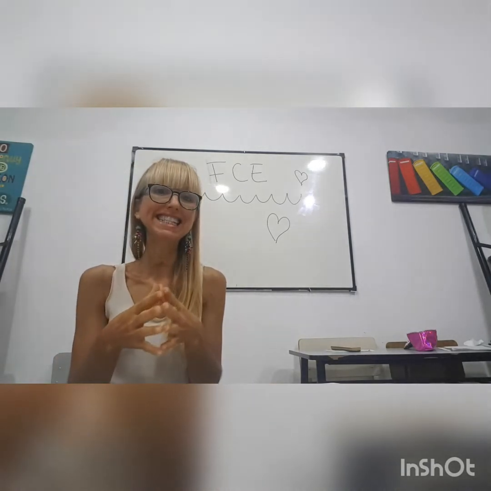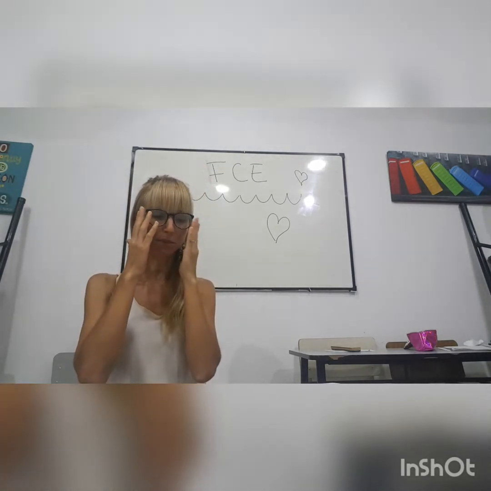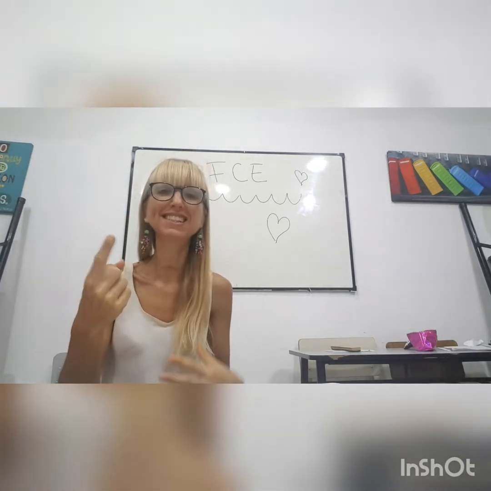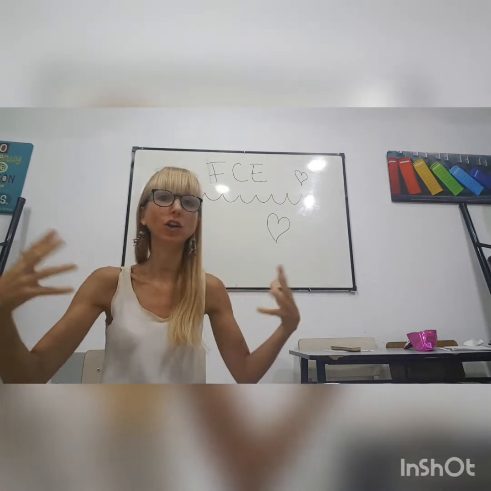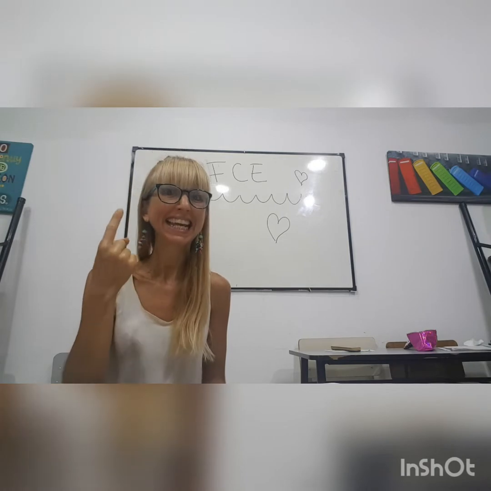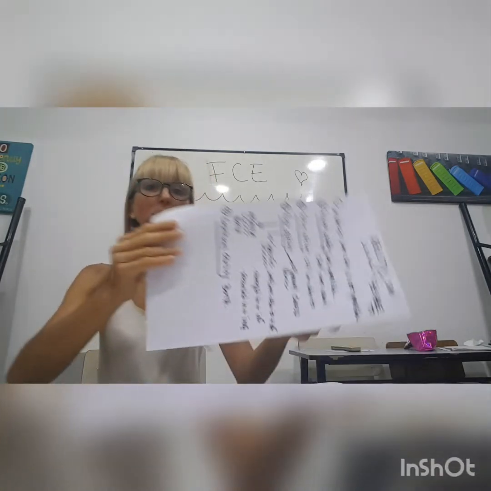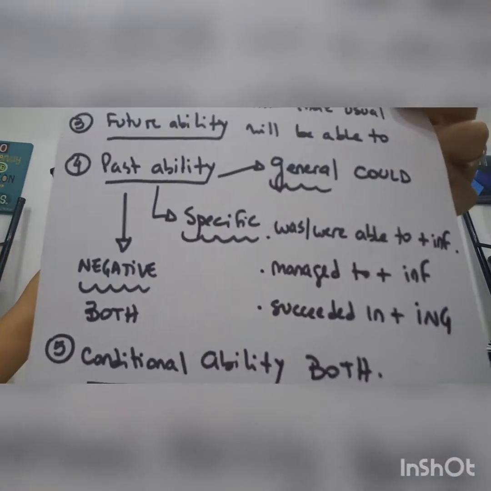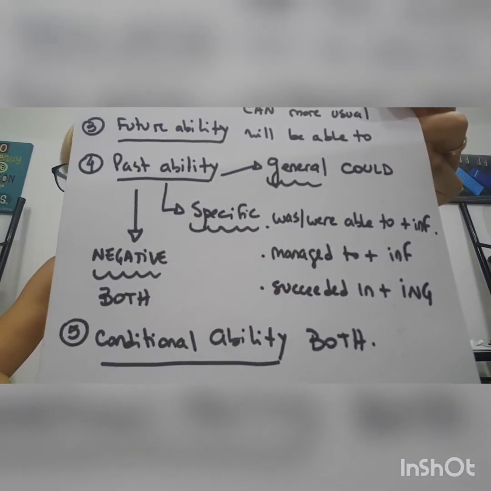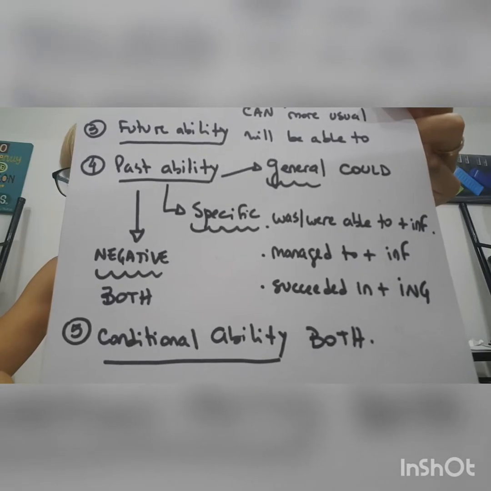Now, when the ability is specific, and what is specific? When I say a specific ability, I mean something that I did only once. It wasn't something I learned and did all the time. Something that I did only once. In that case, I'm going to use was or were able to, managed to plus infinitive, or succeeded in plus ing.